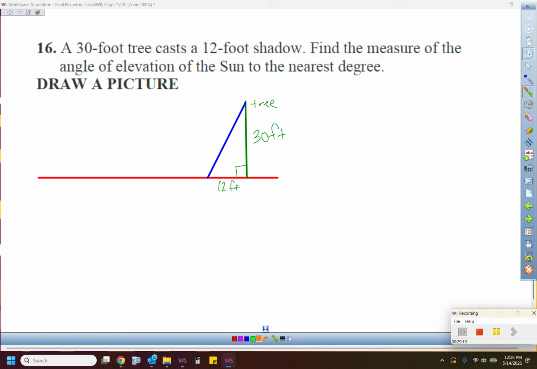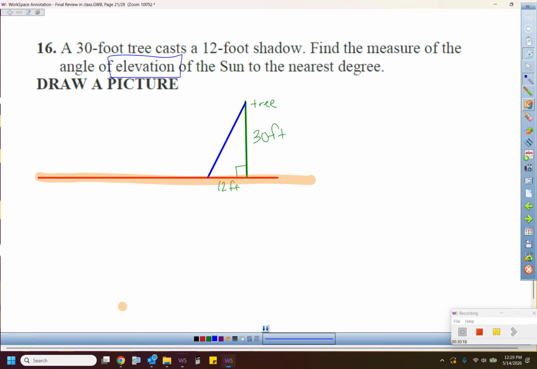They ask us to find the angle of elevation. If I mention that word, I got a question for you. Does that mean up or down? Angle of elevation. Up. Up from where? Up from the horizontal. So how do you feel about where the horizontal is in this picture? And we want to go up from that inside the triangle.